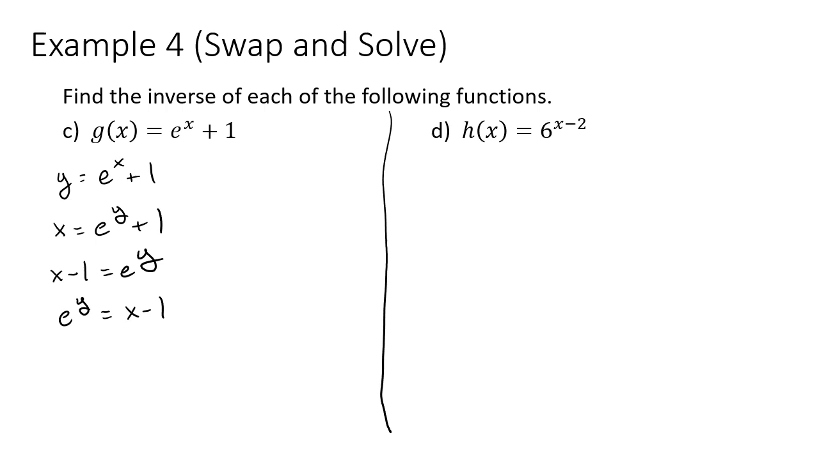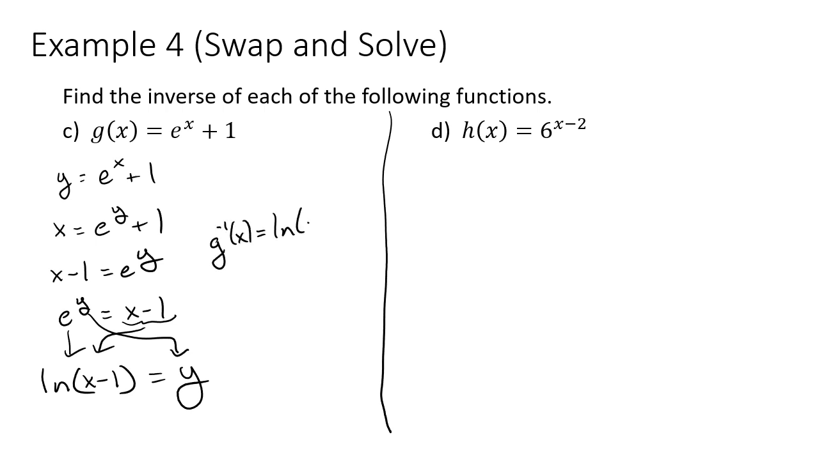Now I convert. So exponent base e will become log base e, which we abbreviate as ln for natural log. The entire expression x minus 1 to the right of the equal sign moves over to the inside of the logarithm, and the exponent of y moves across to the other side of the equal sign by itself. This one's already solved for y, so this is the inverse. G inverse of x would be the natural log of x minus 1.